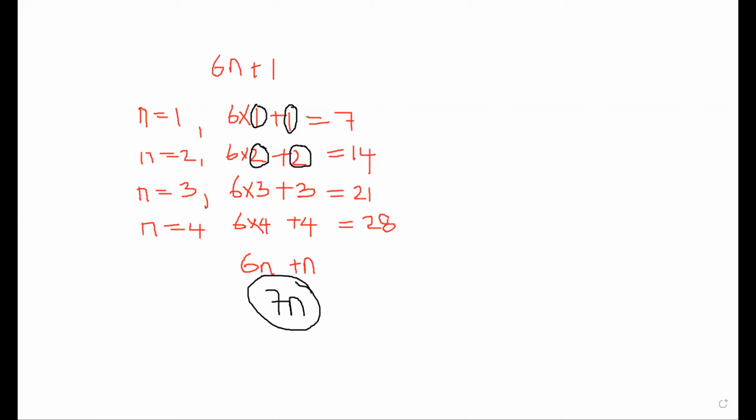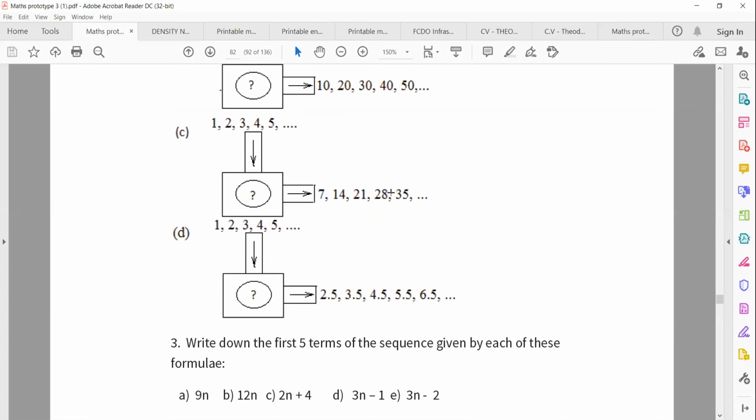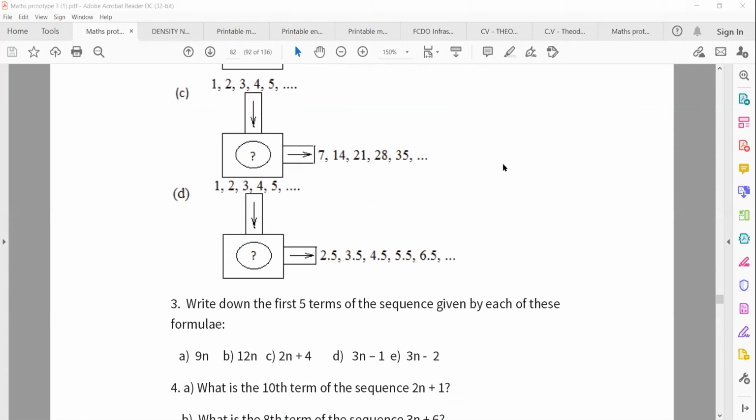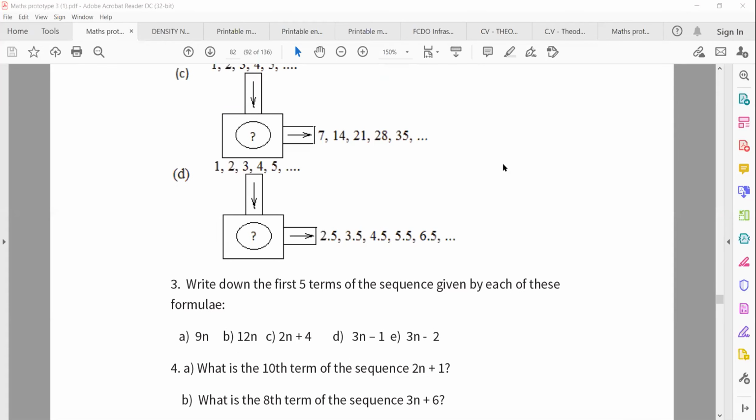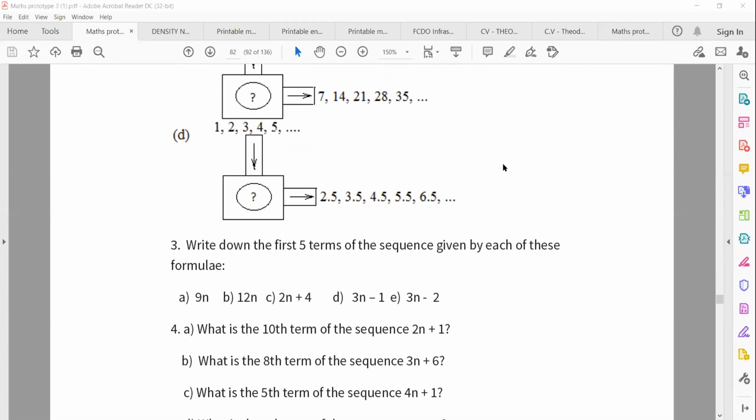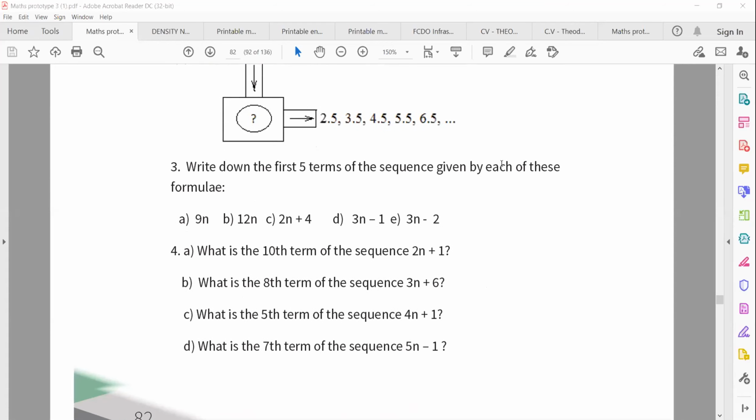Yes, can we move on? Okay, let me go back to my guide. Are people seeing it? Yes. Okay, great. So we move on to question 3. Question 3, they want us to write down the first 5 terms of the sequence given by each of these formulae.